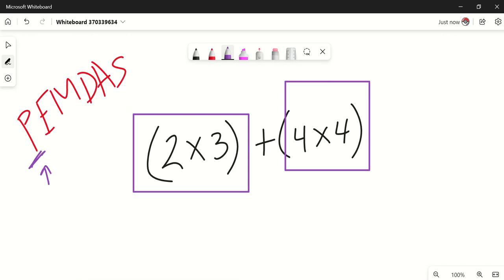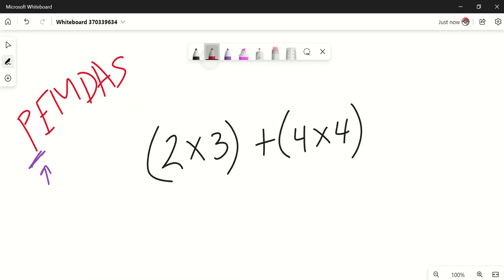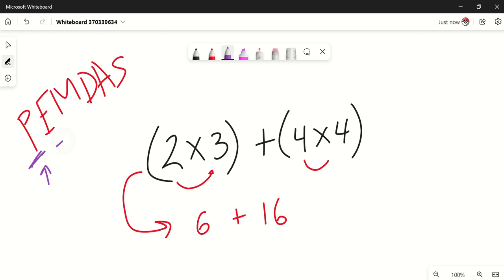When we go back to this, I would do the order of operations. Parentheses first. So I would solve these. 2 times 3 would be 6 plus whatever 4 times 4 would be, which is 16. This would be my new equation written down here. Then I would look for any exponents, which there aren't any. Multiplication and division are one thing.